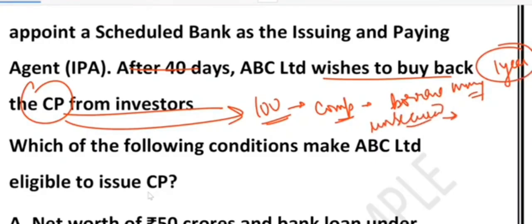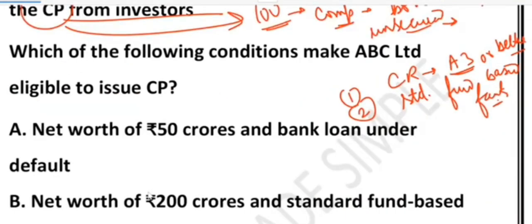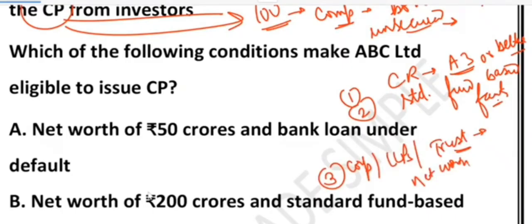There are some eligibility criteria. First, the minimum credit rating is A3 or better. Second, they must have a standard fund-based facility from a bank. This is very much required. The third point is, whether it is a corporate, an LLP, or a trust, the net worth must be 100 crore or more. So these are the three conditions which make ABC Limited eligible to issue CP.